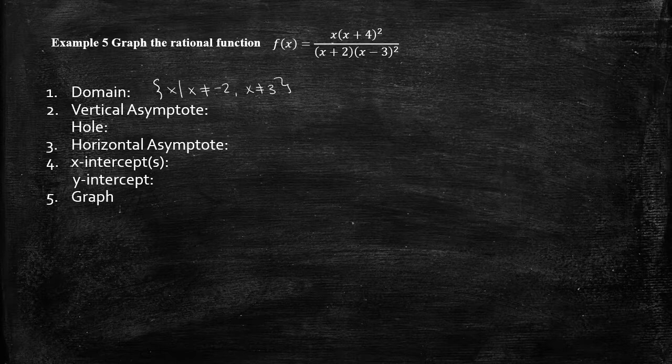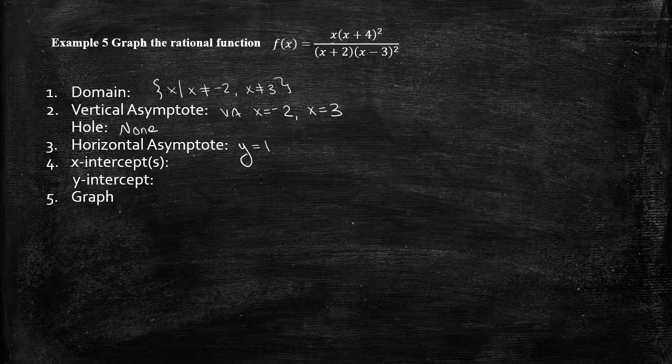The function is already in factored form, so that's nice. Nothing cancels, so the vertical asymptotes are x equals -2 and x equals 3. And there are no holes in the graph. Let's see, the horizontal asymptote: the numerator is degree 3, so I'm adding my exponents together. The denominator is also degree 3, so the horizontal asymptote will be the ratio of our leading coefficients, so y equals 1.